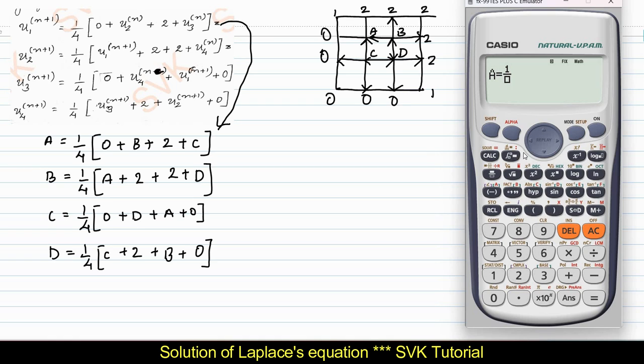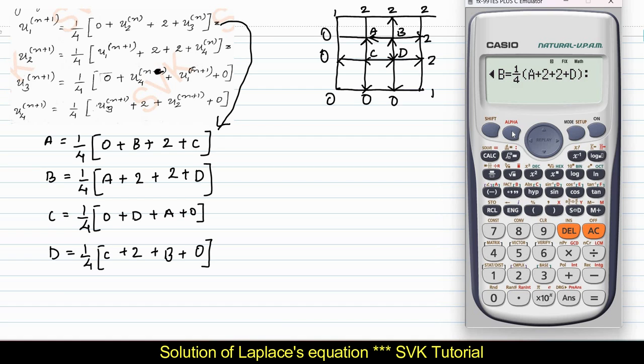Alpha A equal to 1 divided by 4 times of 0. In general I am giving a 0, since if you get another value in any other problem, you can give that value there. 0 plus alpha B plus 2 plus alpha C, close the bracket. To separate the equation, use colon, then alpha B equal to 1 by 4 times of alpha A plus 2 plus 2 plus alpha D, close the bracket.